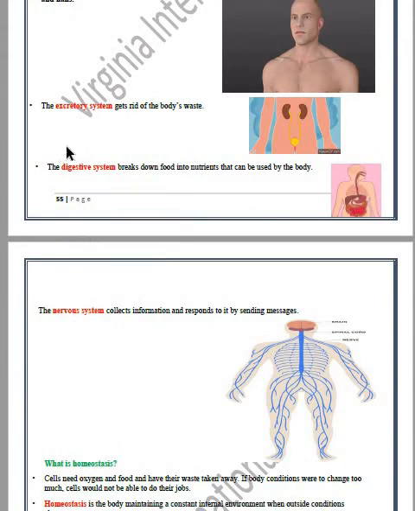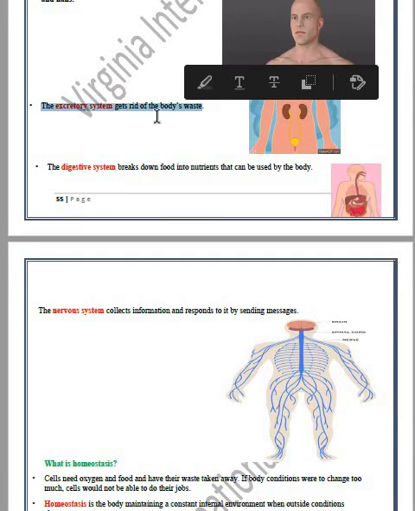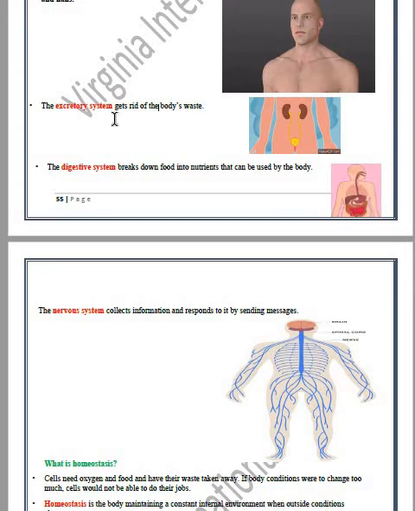We also have the excretory system. What's excretory? It comes from the word excrete. What is excrete? Excrete means to expel or get rid of the body waste, either in the form of urine, which is the liquid, or in the form of stool, which is the solid. So we get rid of the body waste through the excretory system in the form of urine or stool.